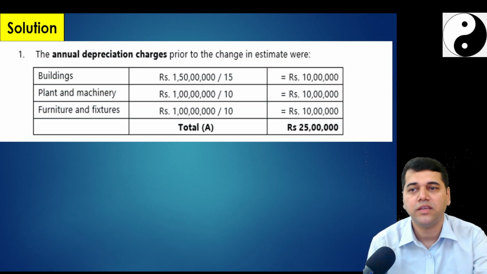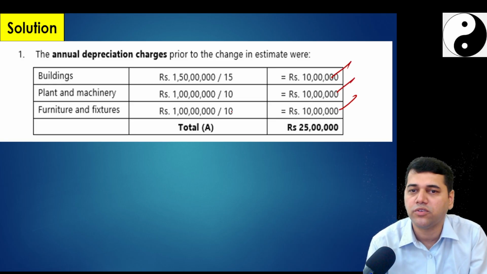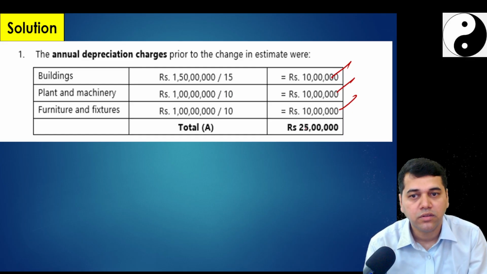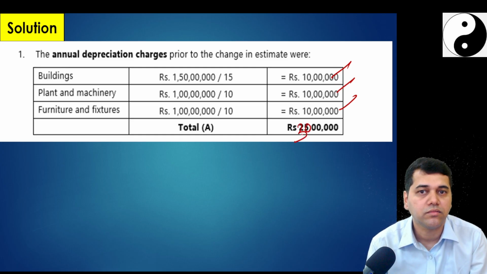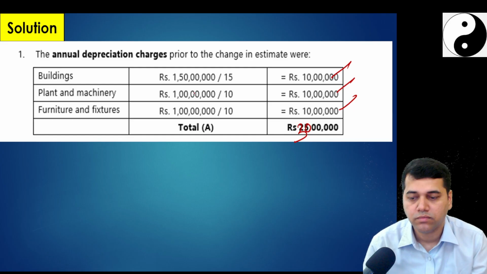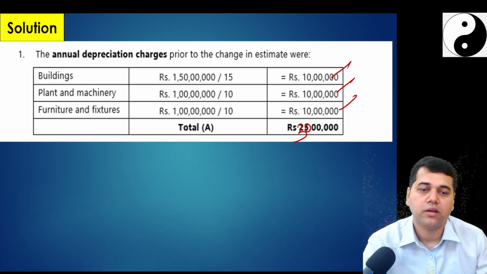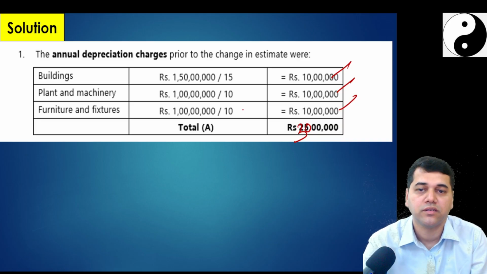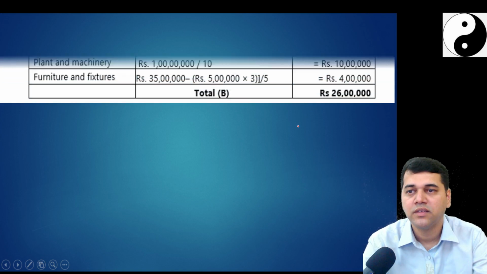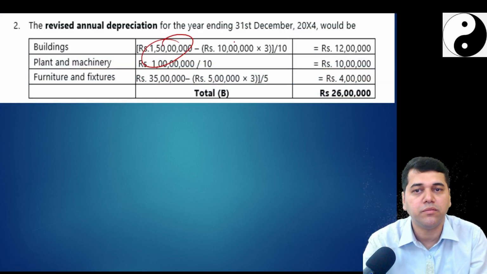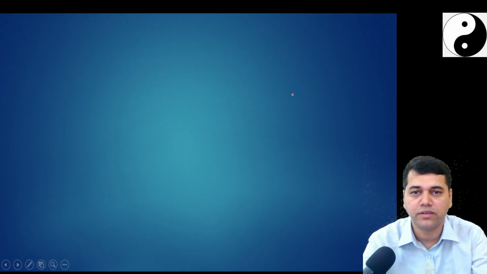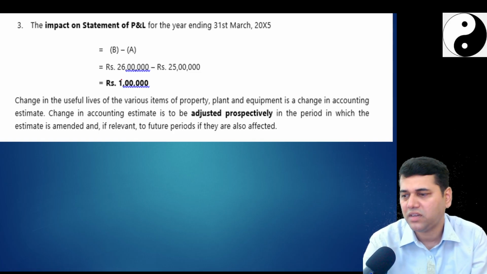So let us see the impact. First we calculate the depreciation. I don't think so, the life they have changed. Otherwise, the first year you got 25 lakhs, no? 15, 10, 10. So it should be 30 lakhs. Yeah, the only difference is that in the previous question it was 7 years. This is 10 years. So 30 lakhs. Then revised annual depreciation, you take the depreciation and then you revise it with the revised life. So you get 26.